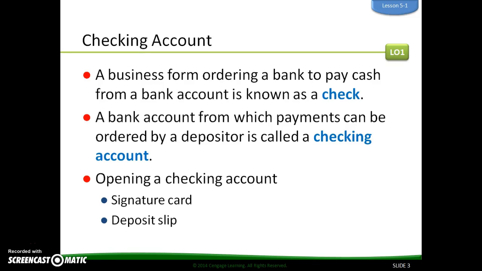In order to open a checking account, businesses need to provide some documentation and information to the bank. One of the things they're required to complete is called a signature card, and it's what allows the bank to actually release funds out of an account. So the signature card is a pretty important document. The other thing is that businesses need to know how to complete a deposit slip so that they can go ahead and put money into their account.